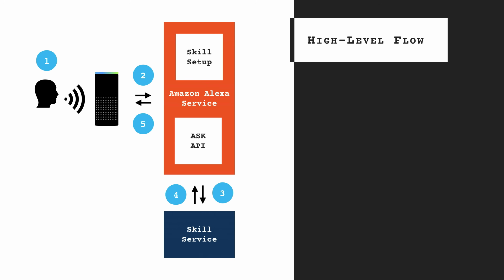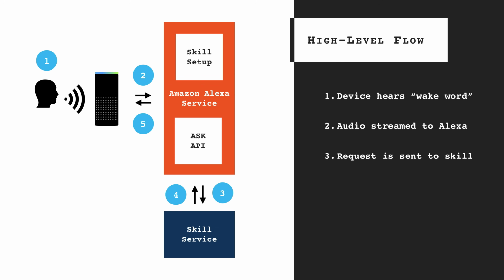First, a user speaks to an Echo or an Alexa-enabled device, and the audio is streamed from the device to the Amazon Alexa service. Next, the Alexa service converts the voice stream to text and determines if the request is for a skill by looking at skill configuration information that the developer sets up in the Alexa Developer Console.